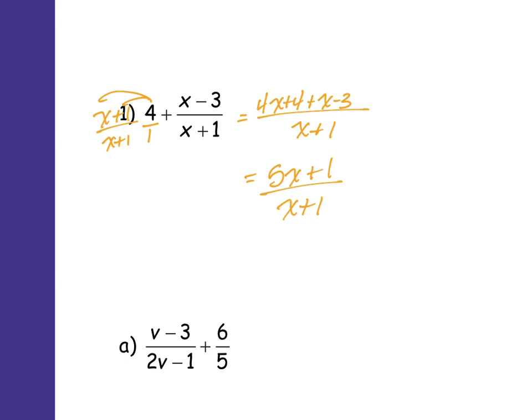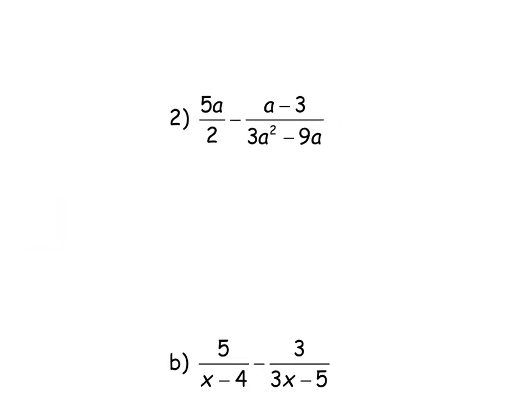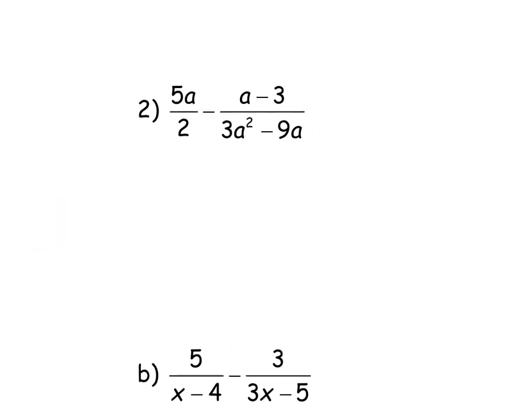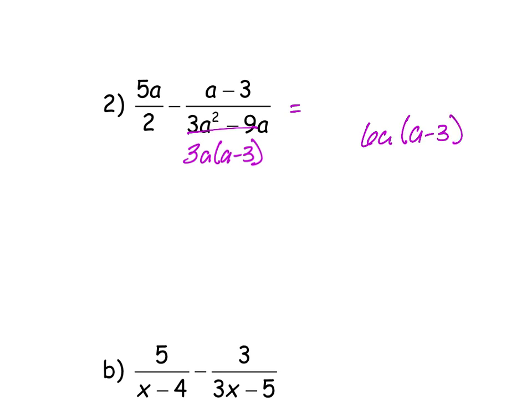Okay. The next one's quite a bit harder. I don't know why this one's in this section, but we're still going to do it. So I'm going to factor the bottom, and I always try and factor the bottom to see if I have something common in both denominators. So if I factor out a 3a, I get a minus 3. So my common denominator is going to be 6a times a minus 3.